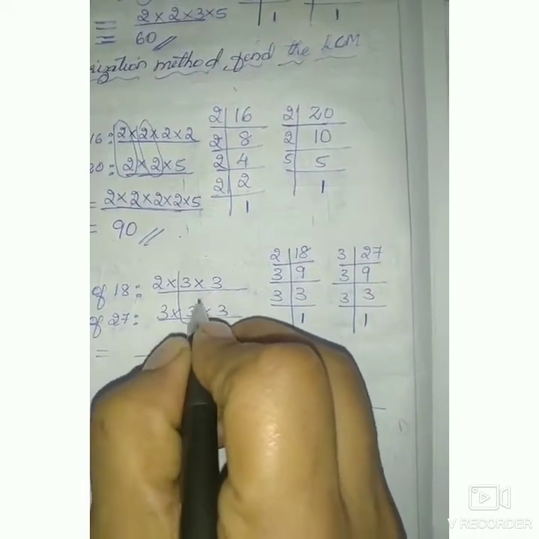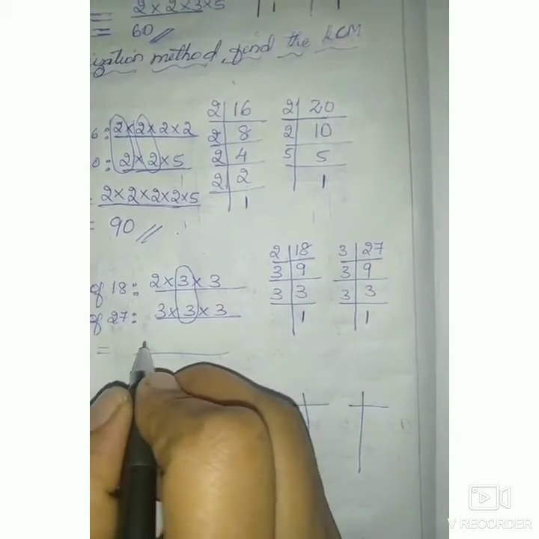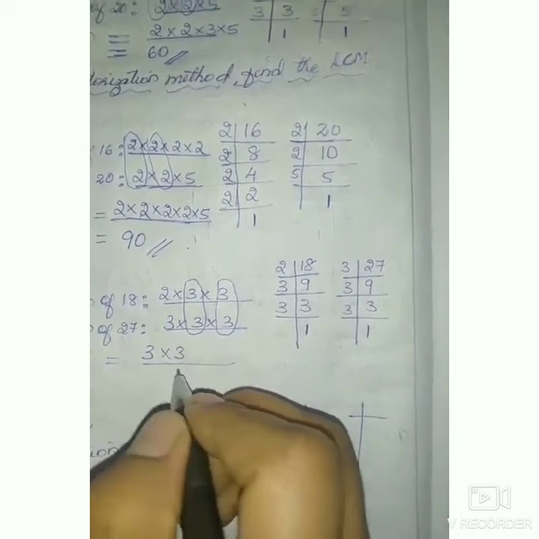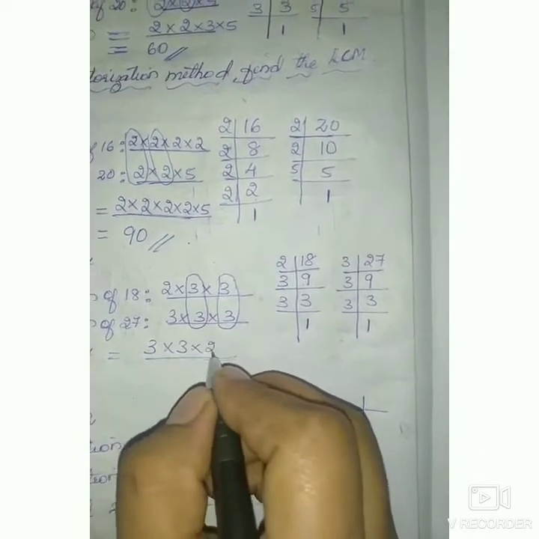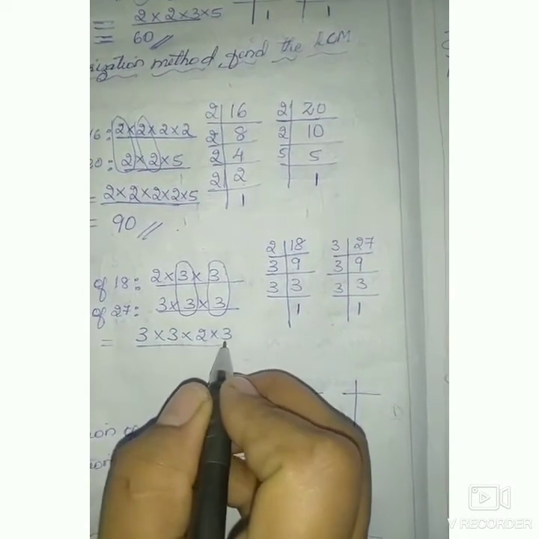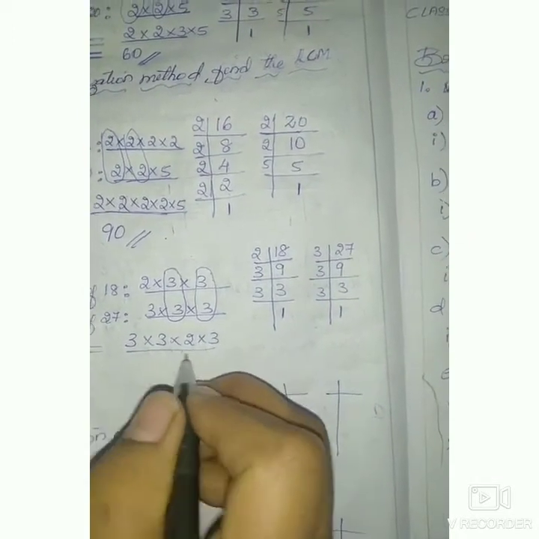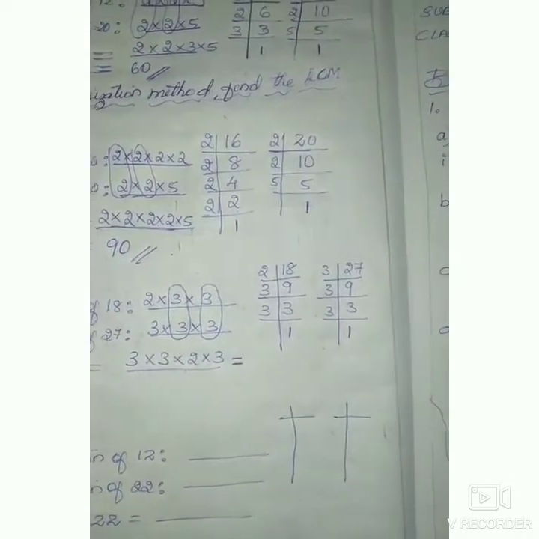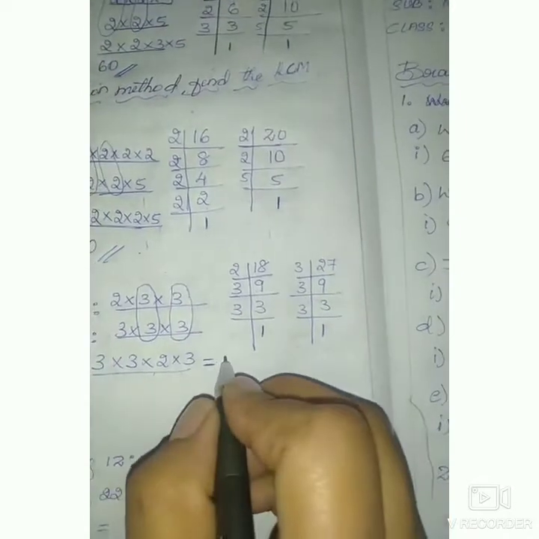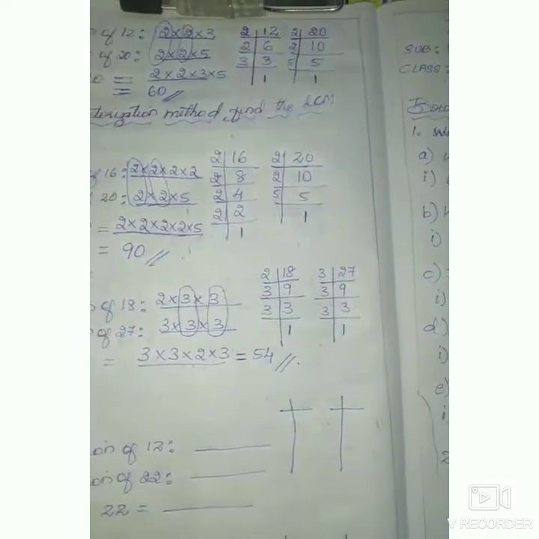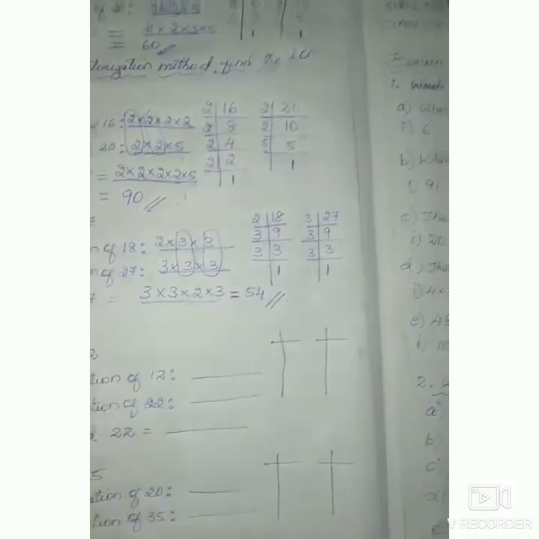So now write first the common things, children. So here we have 3 common. So write it once. So here also we have common. So write it one time. Next, remaining numbers are 2 multiplied by 3. So 3 3s are 9. 9 3s are 27. 27 2s are 54. So the prime factorization of 18 and 27 is 54.